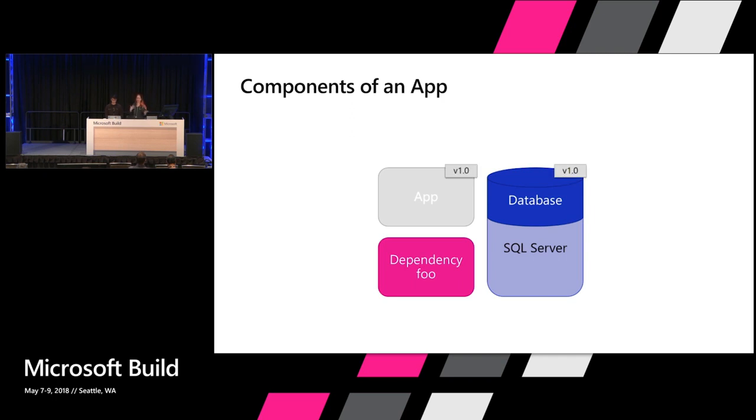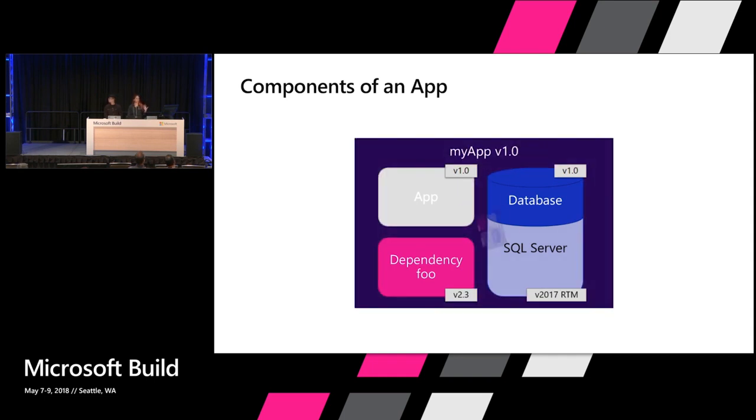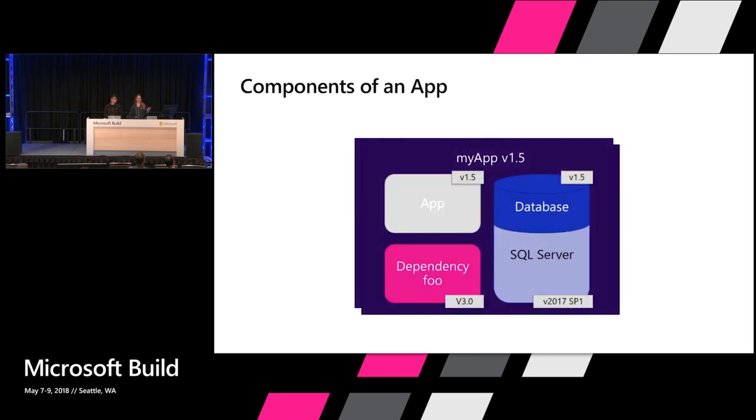So whenever you have a version 1 of your application, a lot of times it comes with other versions of other dependencies. So your dependency from an open source project, et cetera, might be a version 2.3. And in this case, we have version 2017 RTM of SQL Server. All of these components are present. When you go on to your version 1.5, you may have also separately versioned your other components. In this case, dependency foo has gone to version 3, and SQL Server has gone to version 2017 SP1.